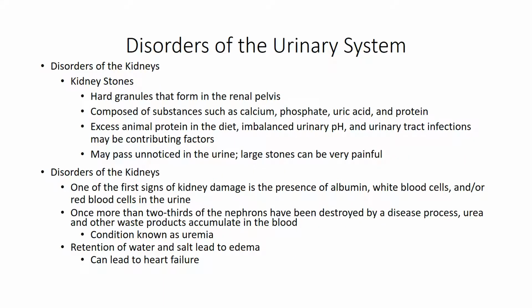Now, some disorders of the kidneys, kidney stones. Quite a few people have kidney stones. 5 to 15% of people will actually develop them during their lifetime, and those are hard granules that form in the renal pelvis. And they've got a lot of minerals in them, like calcium phosphate, some uric acid, protein. They think they're caused by excess animal protein in the diet. Some people say that sweet tea, not drinking enough water, can contribute to kidney stones.